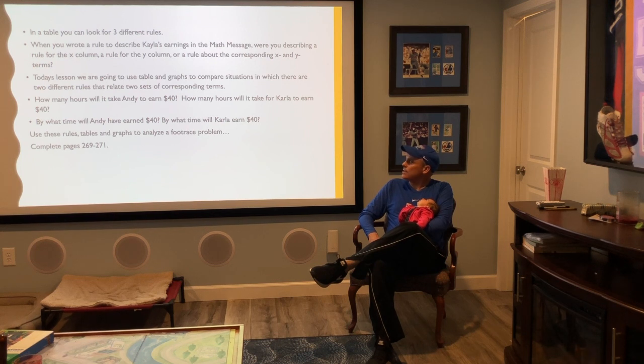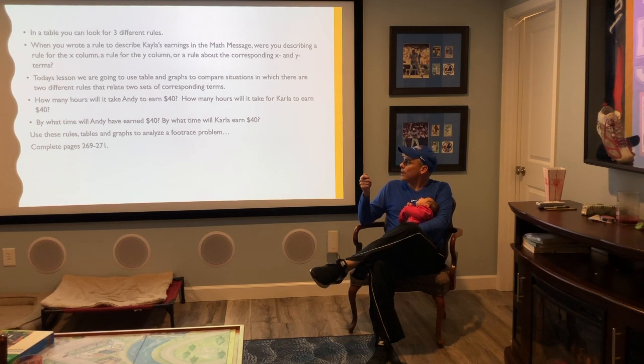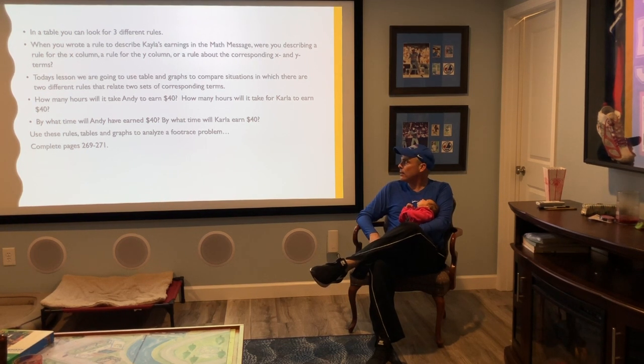Today's lesson, we're going to use a table and graphs to compare situations in which there are 2 different rules that relate to 2 sets of corresponding terms. So what we're going to be looking at is Andy and Carla, and we're going to look to see how many hours it's going to take for Andy to make $40, and how many hours it will take for Carla to earn 40. They both earn different amounts per hour. The second question is, by what time of day will they have earned $40? What time will Andy earn $40? And by what time Carla will have earned $40?